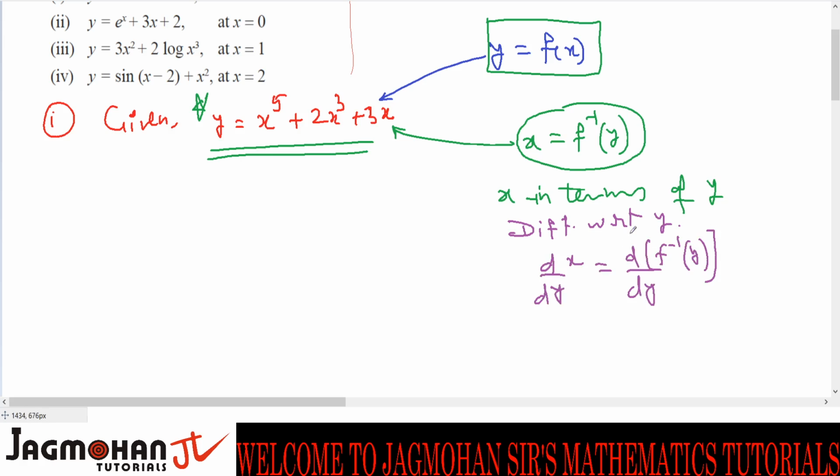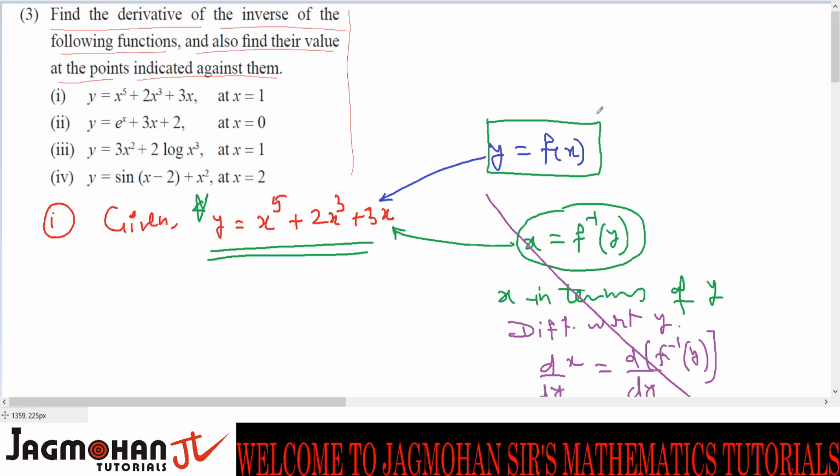But what I'm telling you is, if we do it this way, it's going to be time consuming. Why? Look at this equation and think of writing x in terms of y. It's difficult. So though this method is correct, we will discard this method and go for the second method.